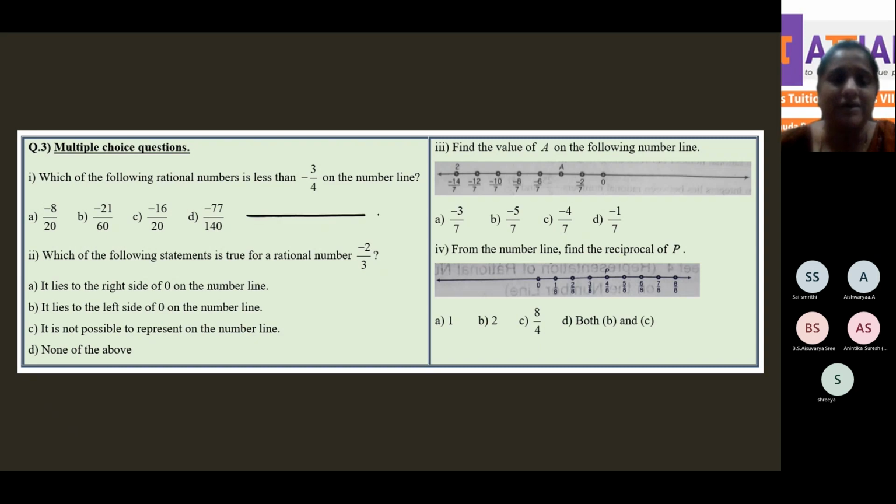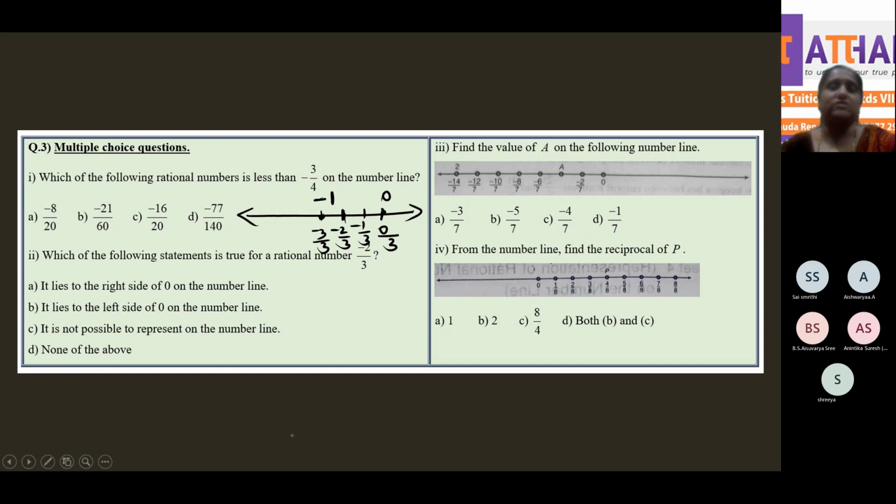We all know that, fine. So now how do you represent minus 2 by 3? It's going to be like this. 0 by 3, minus 1 by 3, minus 2 by 3, minus 3 by 3. This minus 3 by 3 is minus 1, and 0 by 3 is 0. So here is minus 2 by 3.